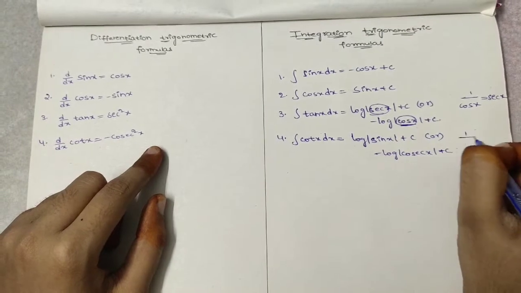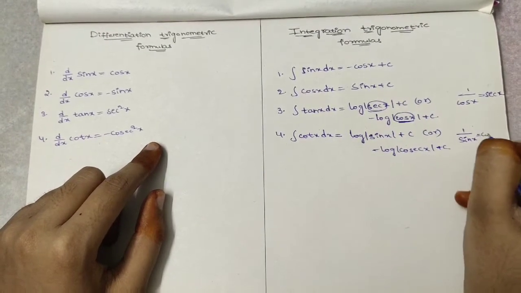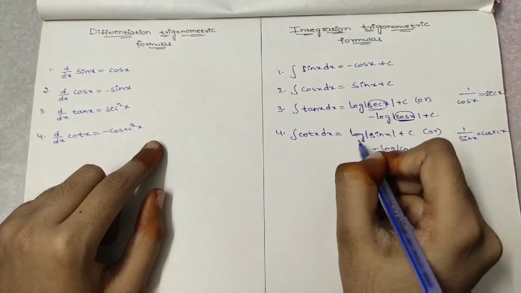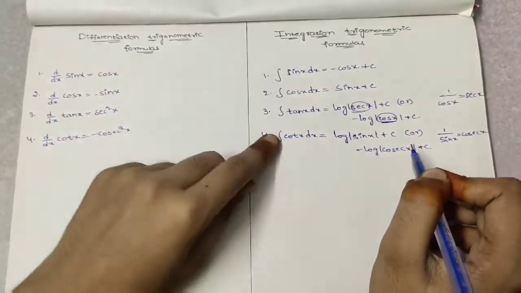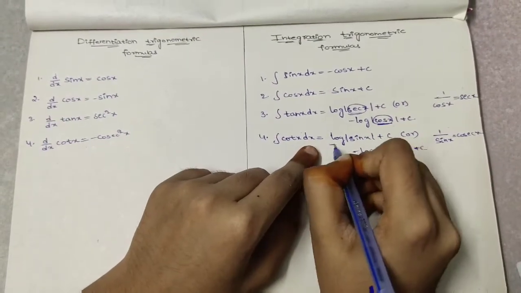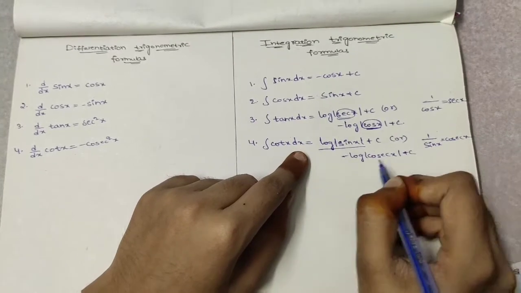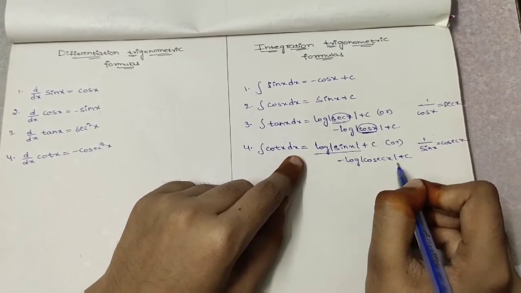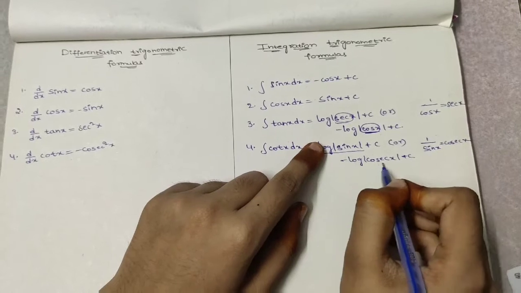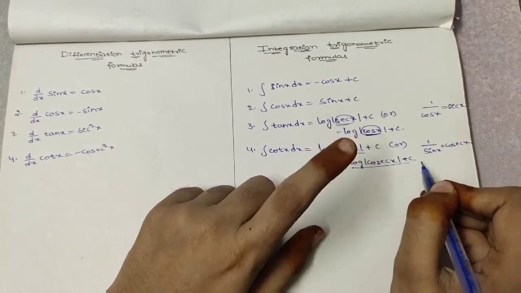You know that the reciprocal of sin x is equal to cosecant x. So, if you integrate cot x dx, it is equal to log mod sin x plus c, or minus log mod cosecant x plus c. If you know one formula, the other formula can easily be written.